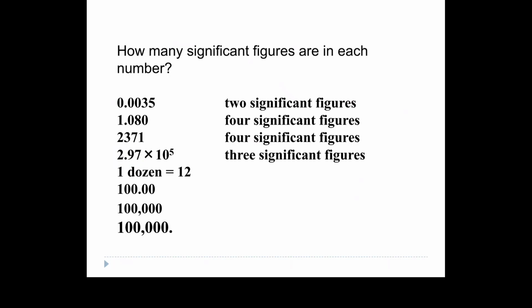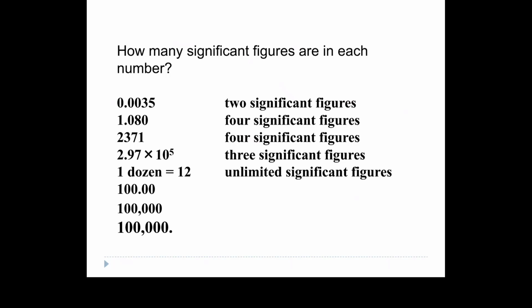All right. What about something like 1 dozen equals 12? So 12 has 2, right? But this is a defined thing. We define a dozen as 12, right? So that's an exact thing. There's an infinite number of sig figs here, right? Unlimited. And this plays a role when we're doing addition and multiplication, division with significant figures, okay? What this means when I say unlimited sig figs means don't count them when you're looking at the number of sig figs to find an answer, okay?